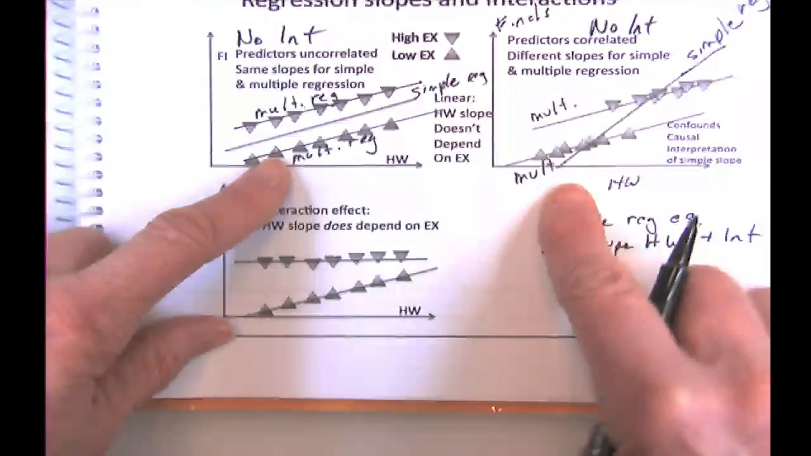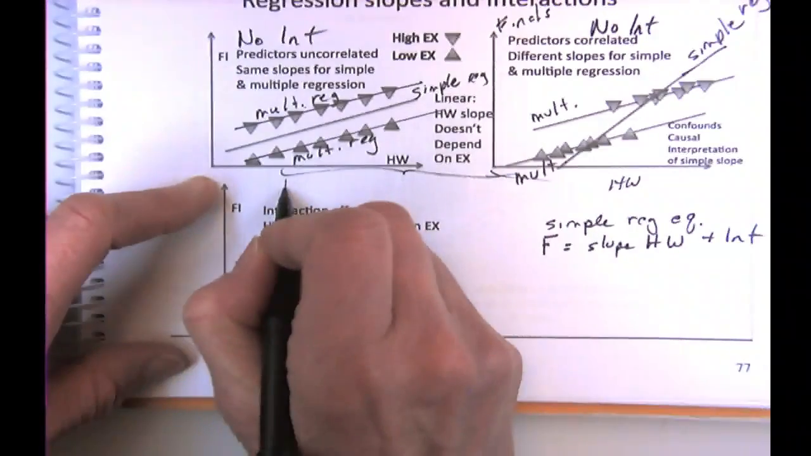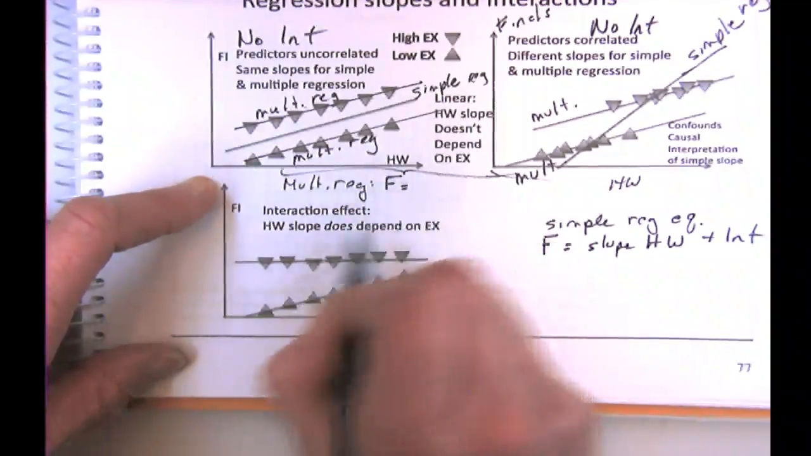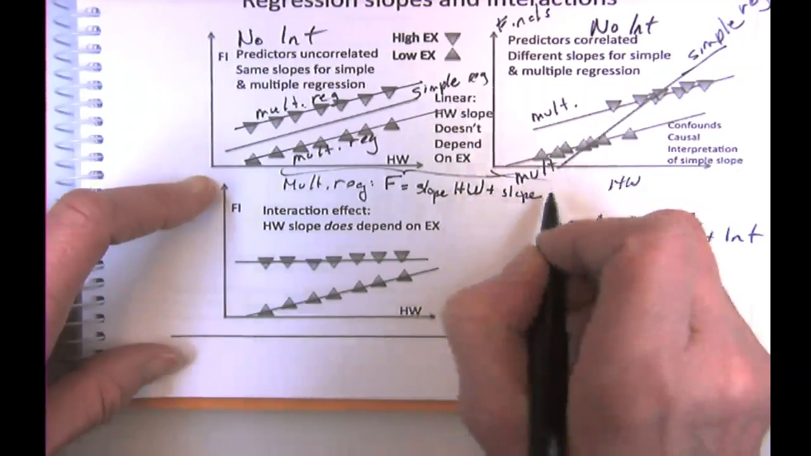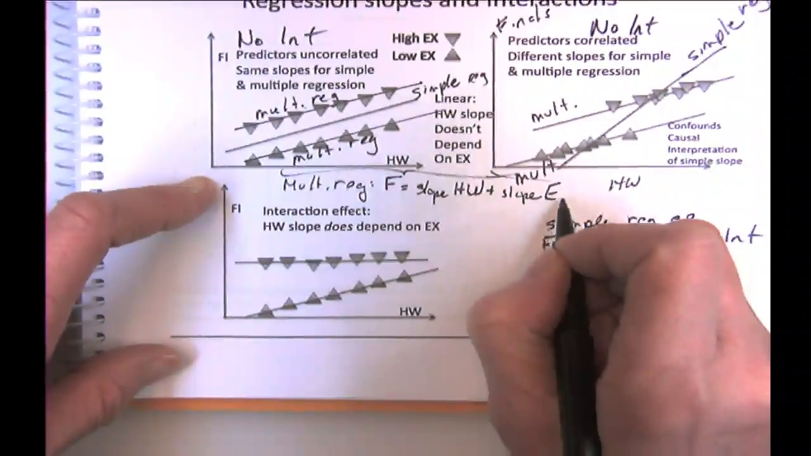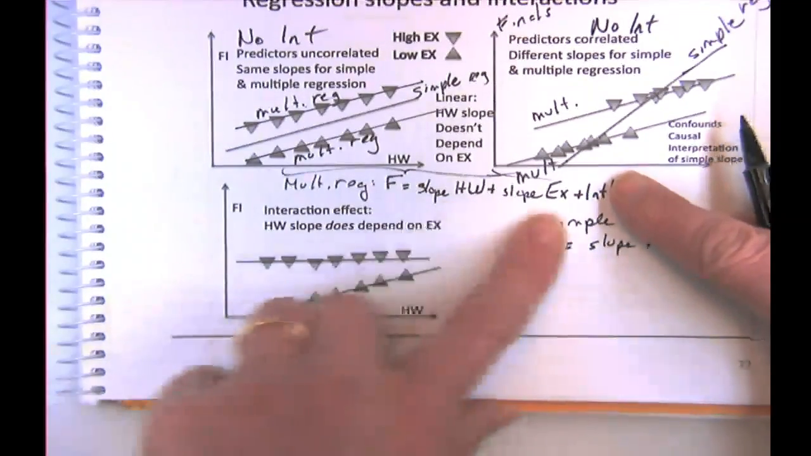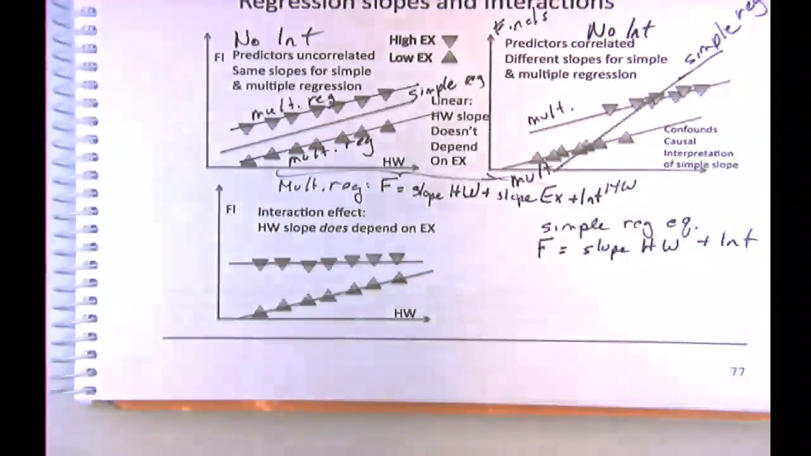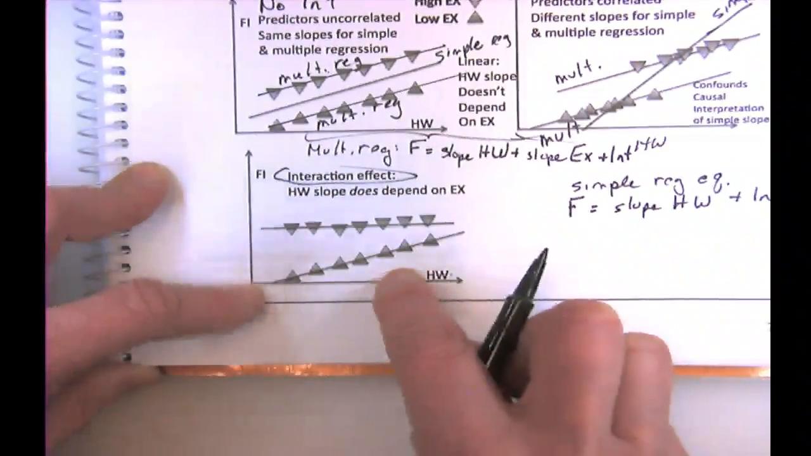For both of these, the multiple regression equation is of the form: final is equal to a slope times homework plus another slope times exams, plus an intercept, and that's it. But no interaction term. There's nothing that allows this to change depending on the exams. But now we have an interaction effect. We have different slopes. So the multiple regression is going to include an interaction term.